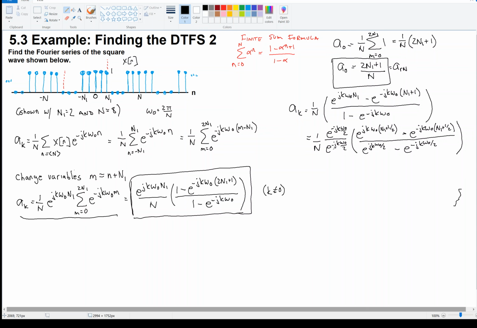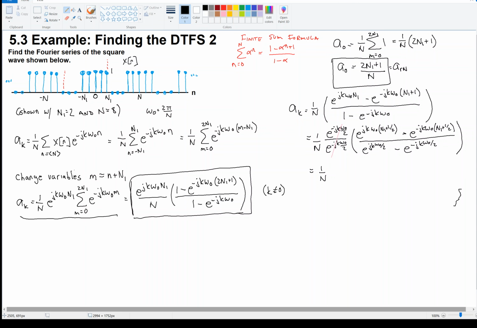Again, pause the video if you need to convince yourself that when you distribute this back in, you get this original expression. So now these guys cancel, right? We pulled the same thing out of the numerator and the denominator. And I can put a 1 over 2j in the numerator, and I can put a 1 over 2j in the denominator and not change anything.